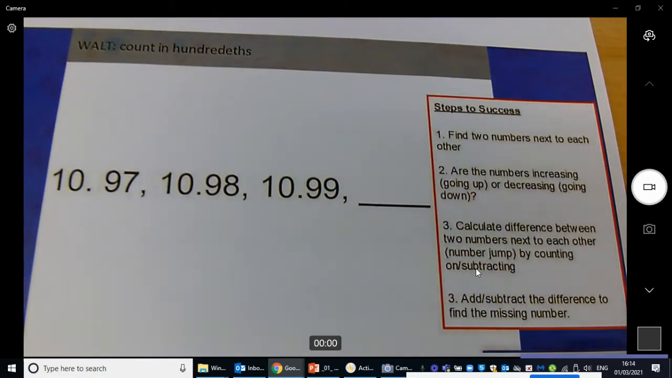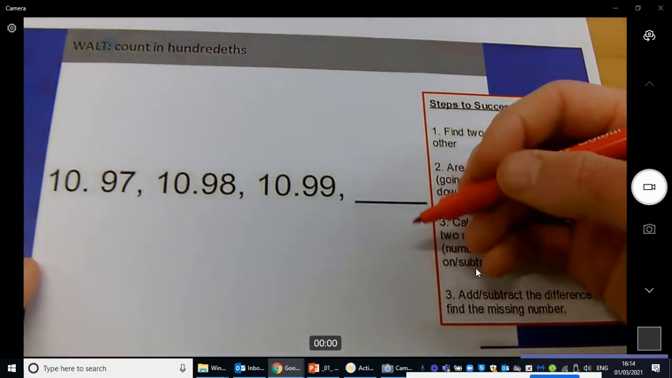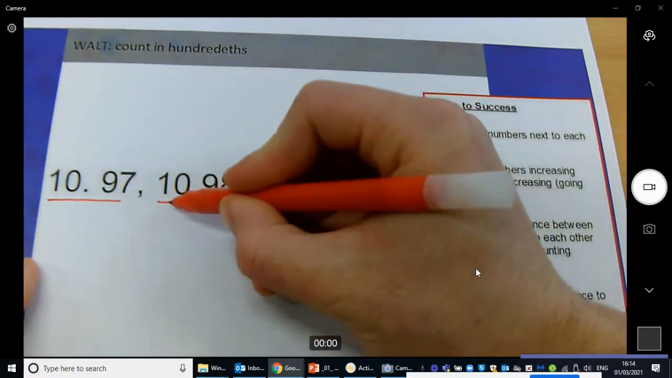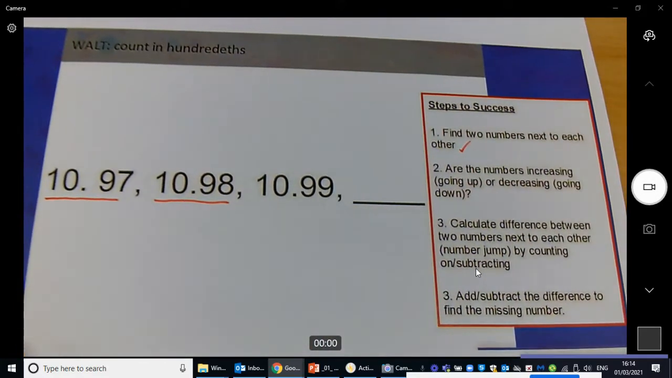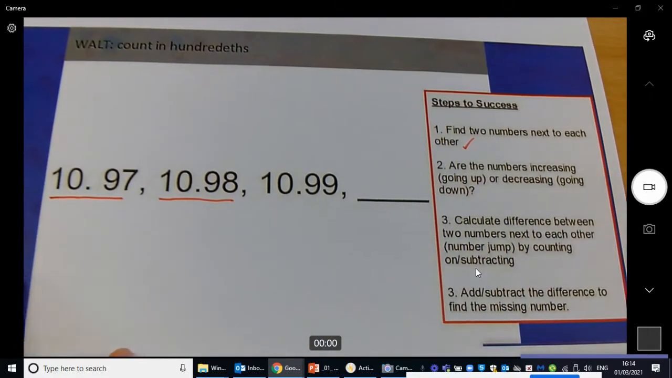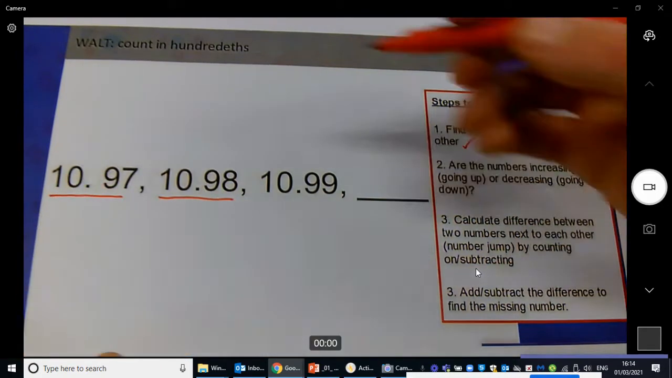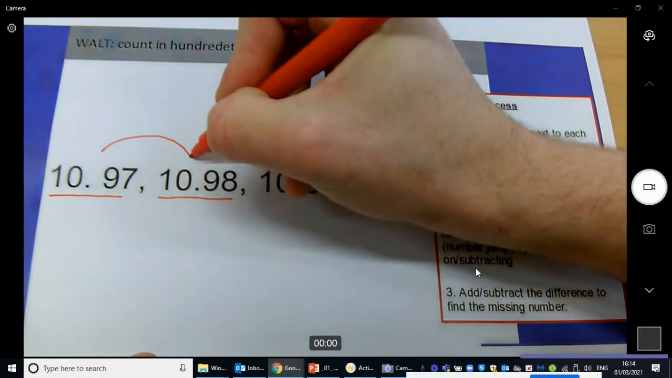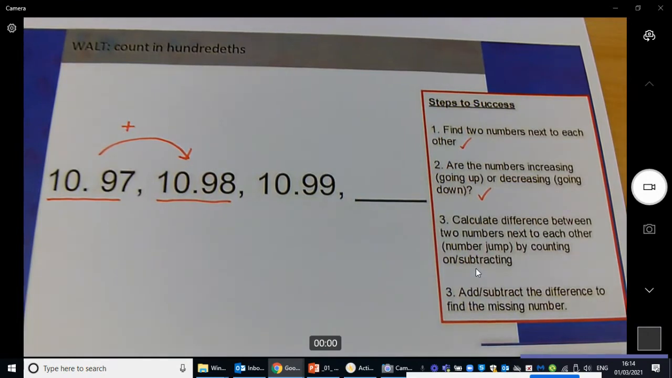So in this sequence, we can see 10.97, 10.98, 10.99. So again, I'm going to follow my steps, find the two numbers that are next to each other. Again, there are two options, but I'll go for this first one here. 10.97 and 10.98. Step 2. Are the numbers increasing or going up, or decreasing, going down? Well, I can see 10.97, 10.98, 10.99. These numbers are, of course, going up. They are increasing.